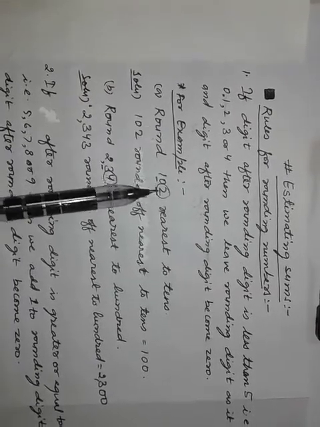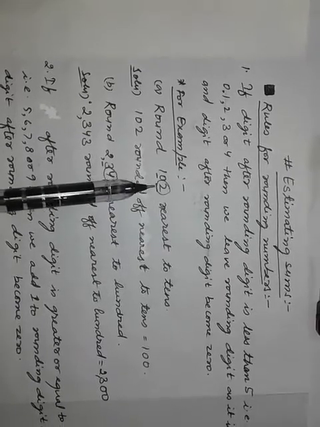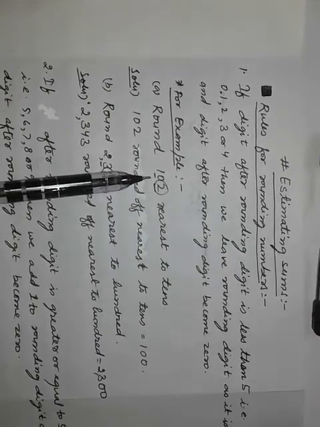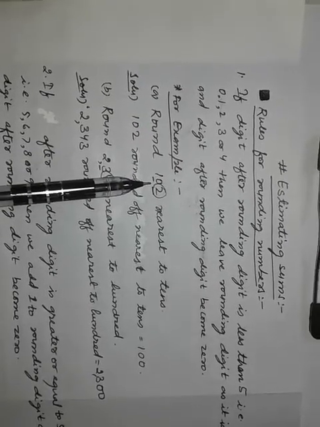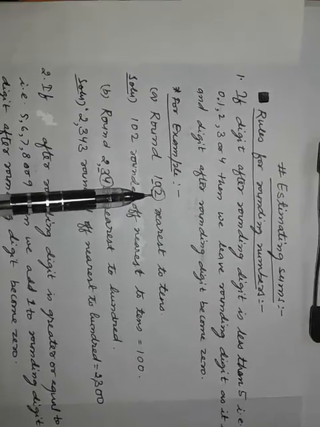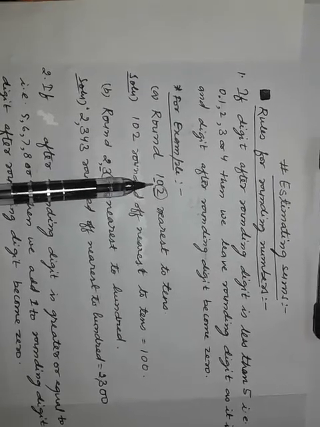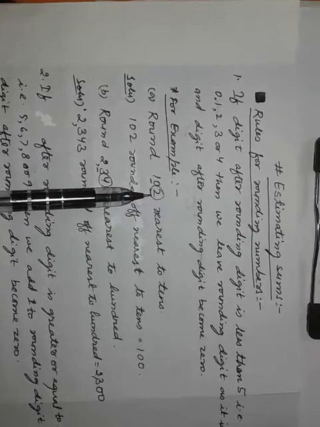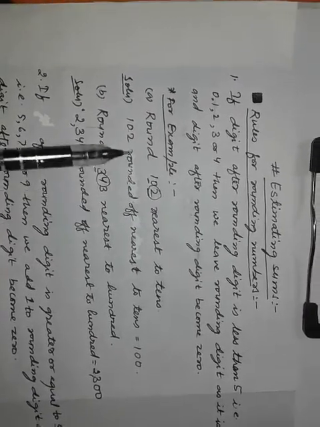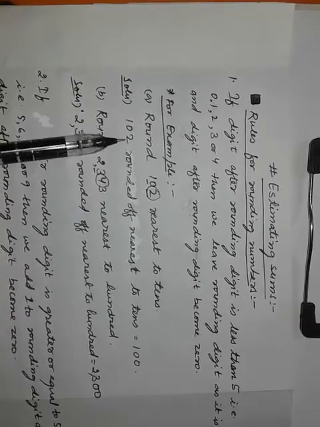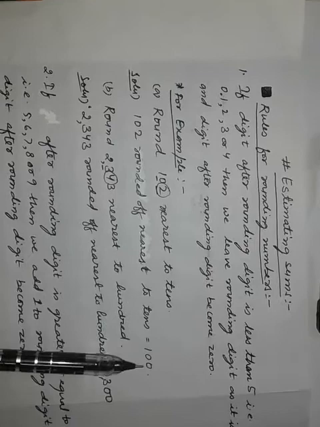First example, round 102 to the nearest 10. In this case, ones, tens, we have to round to the nearest tens. So this 0 is the rounding digit, and the digit after the rounding digit is 2. So 2 is less than 5. Okay, so we leave 0 as it is, and the digit after 0 becomes 0. Okay, 2 becomes 0. So the solution is 102 rounded off to the nearest tens is equal to 100.